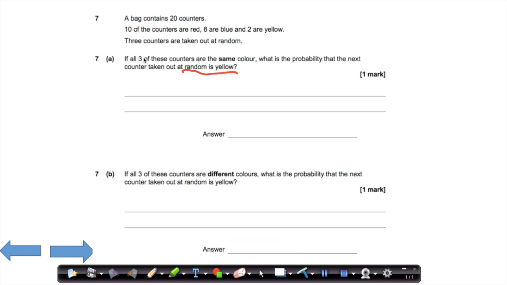So we're looking at the next one being yellow. If all 3 taken out are the same colour, they could have all been red. There are 10 there that are red, so they could have all been red, that's possible. There are 8 that are blue, so they could have all been the same colour, that's possible. However, they can't have all been yellow. If 3 were taken out being the same colour, then none of them could have been yellow. There aren't 3 yellows to take, so you have to have those 2 yellows still there.